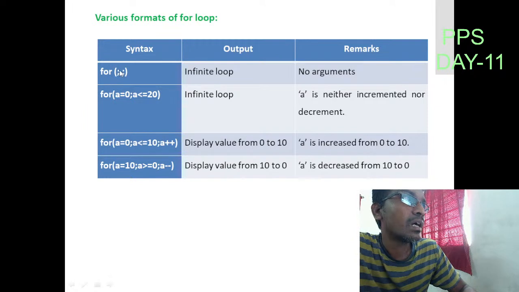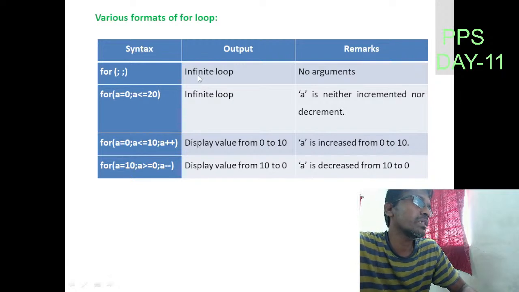So if you use a semicolon and semicolon, then in the output screen, it will execute an infinite number of times. What does that mean for semicolon and semicolon? That means that you are not going to say what the initial value is, and you are not going to say whether it is an increment or a decrement. So you don't know what the starting value is, and you don't know whether the value will be incremented or decremented. So if you write like this in our program, then your program will enter into an infinite loop. So that is the output of the syntax.